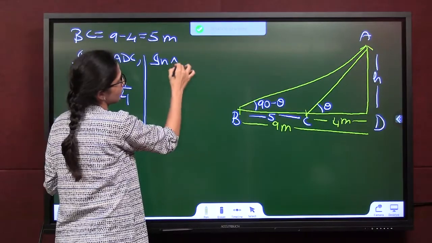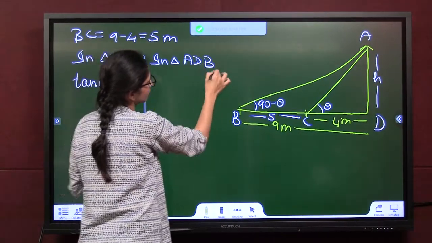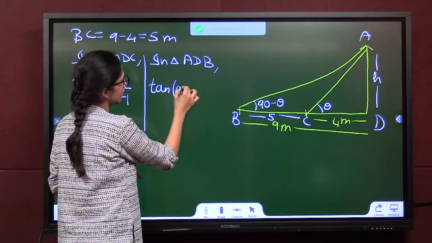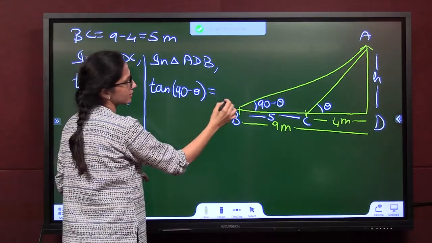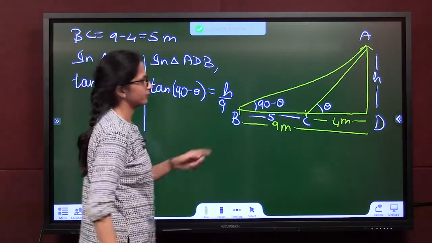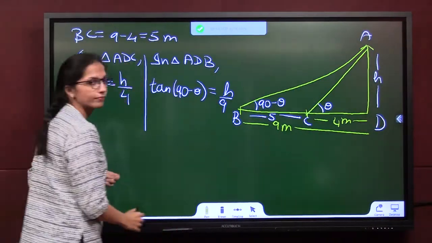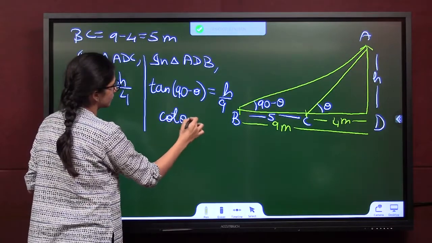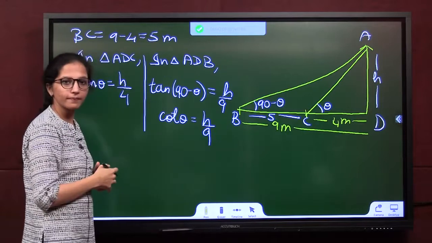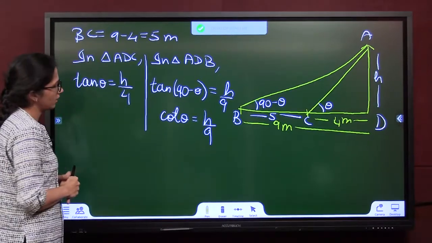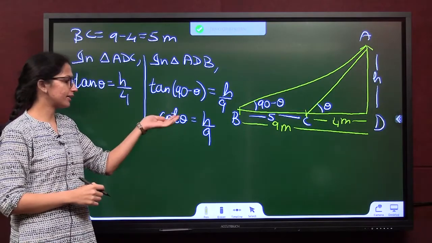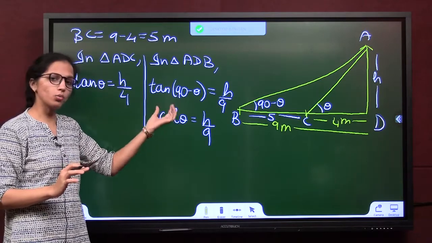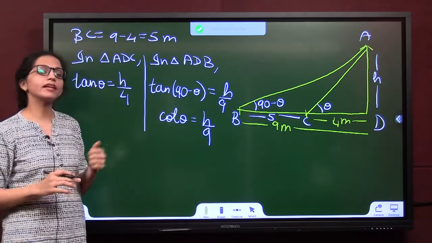Next, in triangle ADB, the whole triangle, tan of 90 minus theta is h by 9, opposite by adjacent. Correct? Tan of 90 minus theta is what? Cot theta is h by 9. Now what do we do? Tan theta, cot theta. Either convert cot theta to tan theta by writing not 90 minus theta, direct theta. How? 1 by tan theta. Or multiplying tan theta into cot theta, you will get 1.